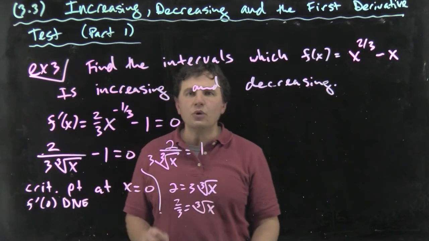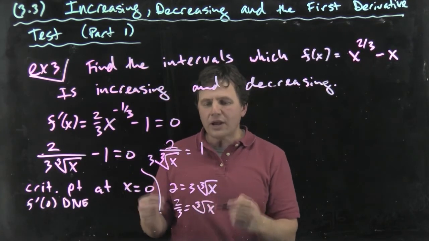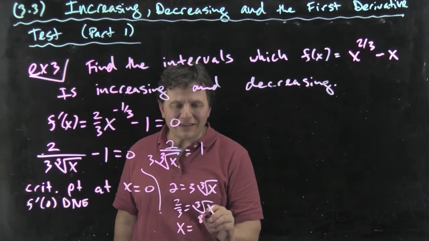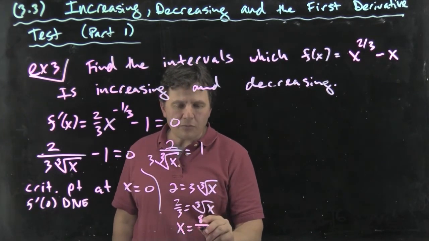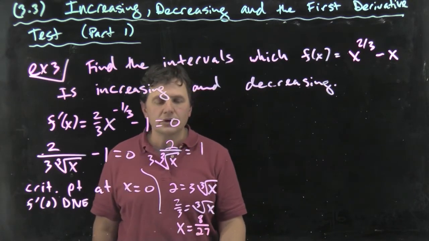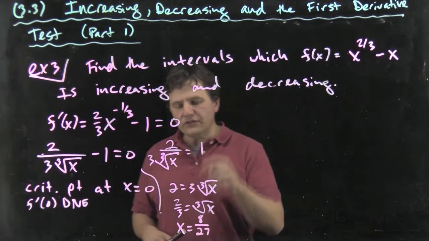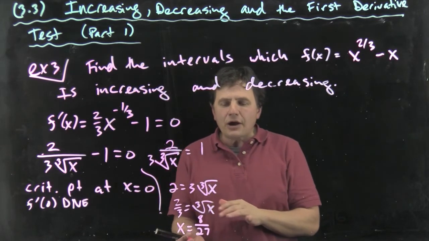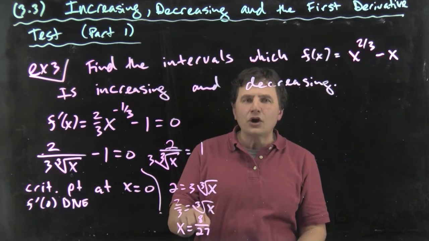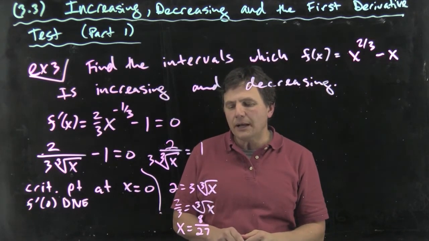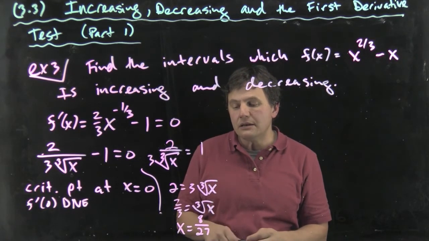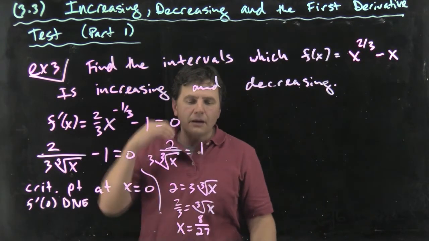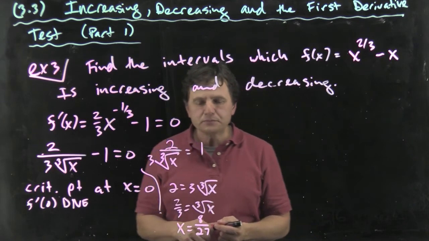Now, how do I undo taking the cube root of something? I raise it to the 3rd power. So I get x is equal to 2 to the 3rd power, which is 8, and then 3 to the 3rd power is 27. Okay, so this is a kind of small number here. If you think about it, if this was 9 over 27, it would be 1/9. So it's almost 1/9. It's a little bit less than 1/9.